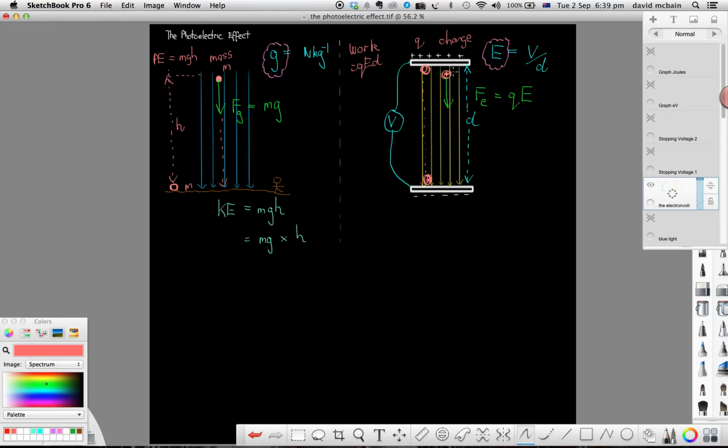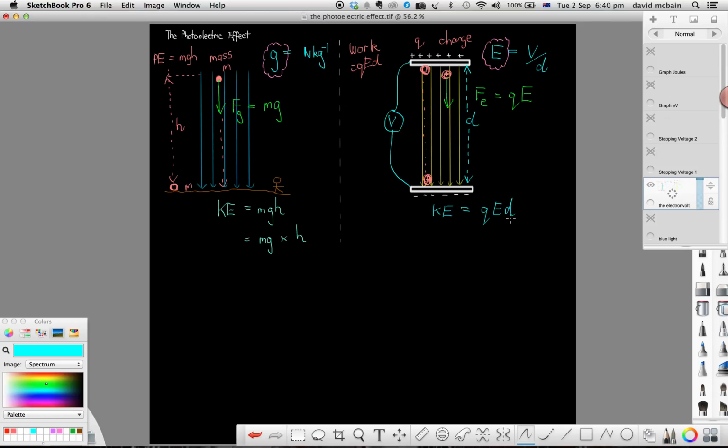Now if we let this go and accelerate towards the bottom plate, then at impact, the kinetic energy of our charge, our single positive charge, is going to equal the energy or the work that we had to do to get it up there in the first place, which is QEd.